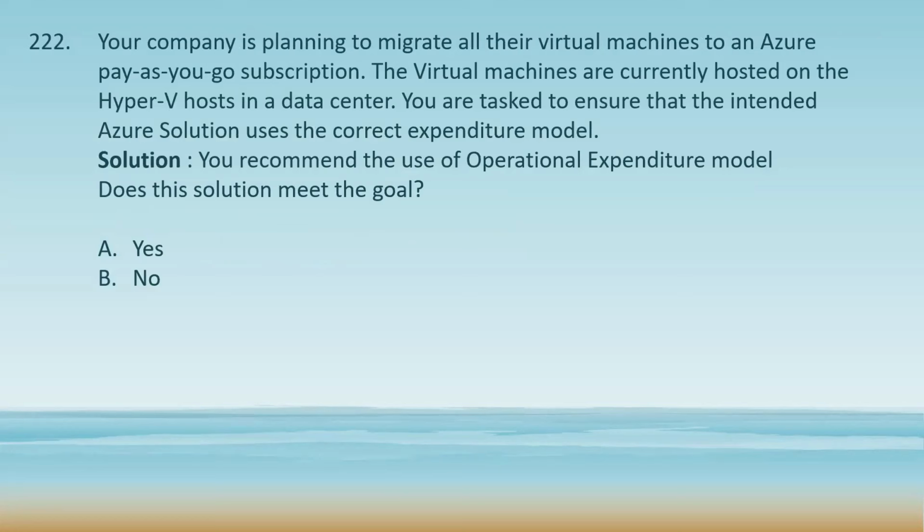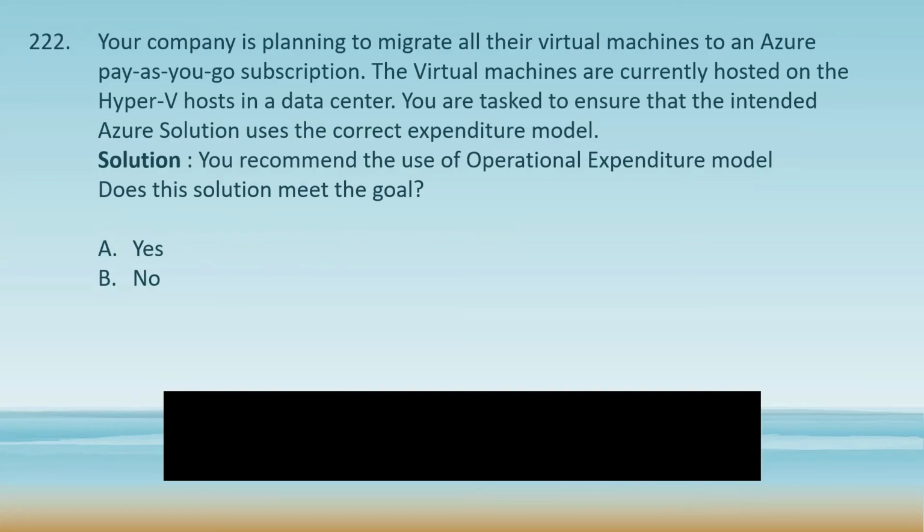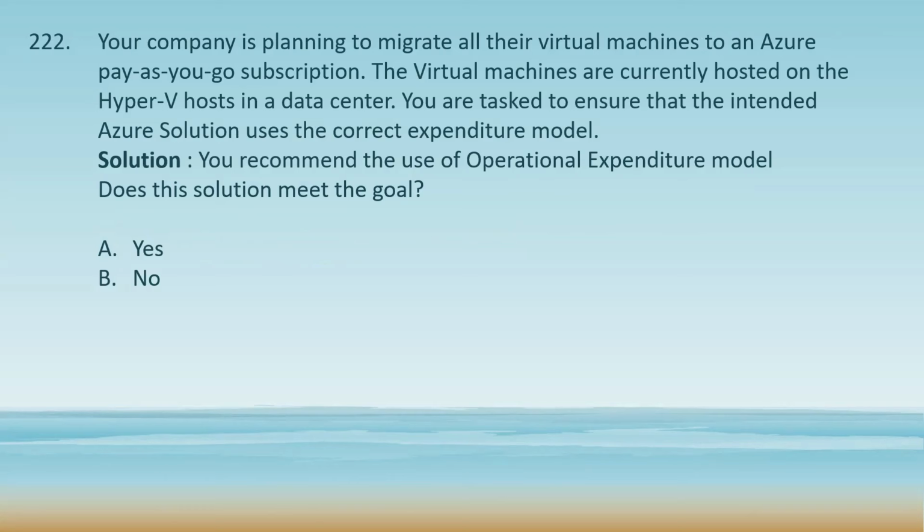Your company is planning to migrate all their virtual machines to an Azure pay-as-you-go subscription. The virtual machines are currently hosted on the Hyper-V hosts in a data center. You are tasked to ensure that the intended Azure solution uses the correct expenditure model. Solution you provide is you recommend the use of operational expenditure model. Does this solution meet the goal? Recommending the use of operational or OpEx expenditure model is generally a suitable solution for migrating virtual machines to Azure in a pay-as-you-go subscription while ensuring correct expenditure model.